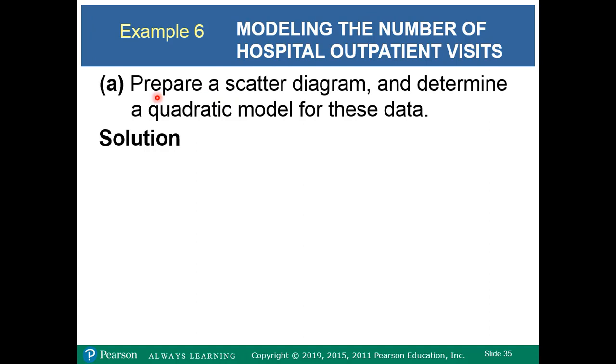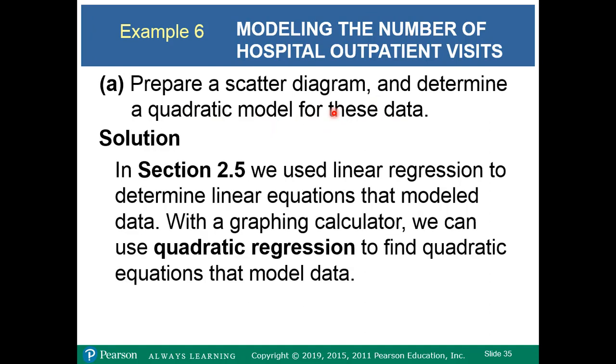So what we're going to do is prepare a scatter plot. Anytime we have data and we're trying to figure out the relationship between two variables, we're going to use a scatter plot, and we're going to determine if a quadratic model is appropriate. Then we're going to use quadratic regression, that we talked about before in 2.5. And we can use a graphing calculator to do that.